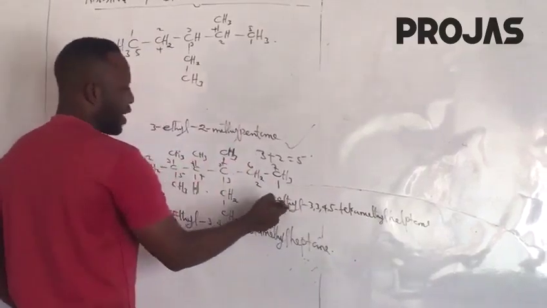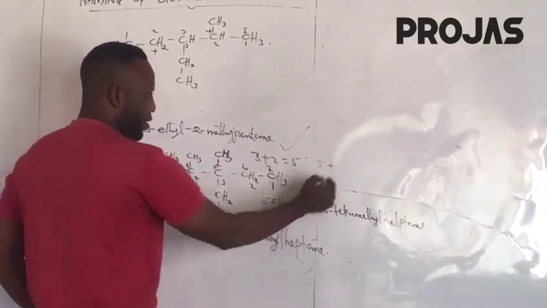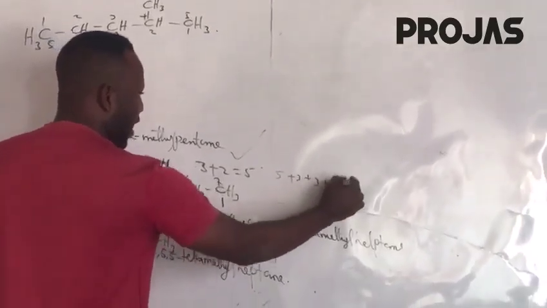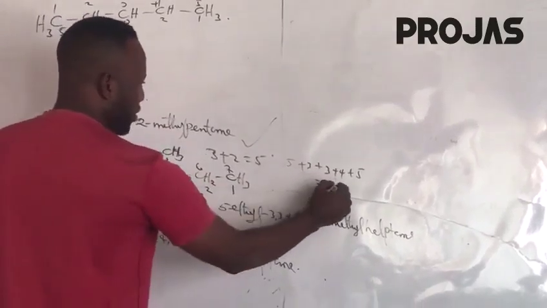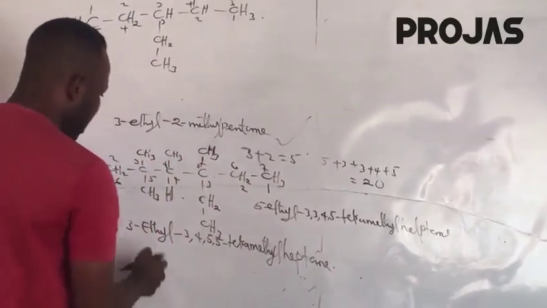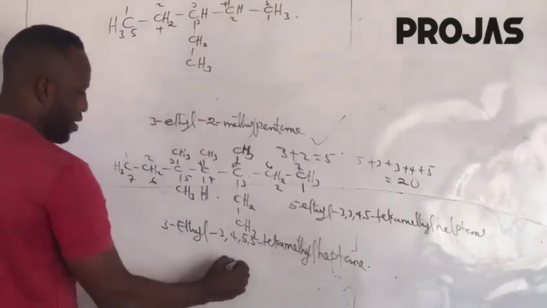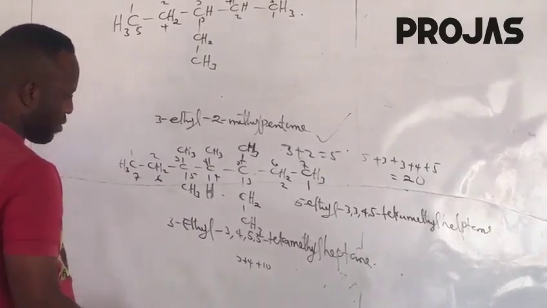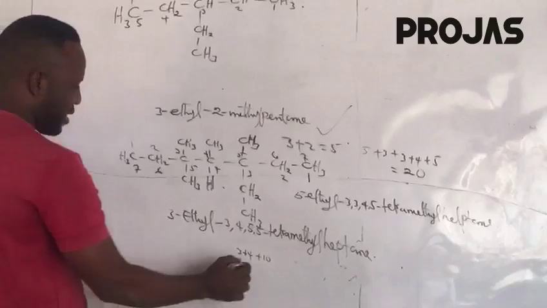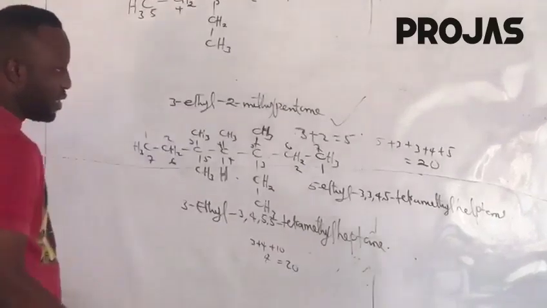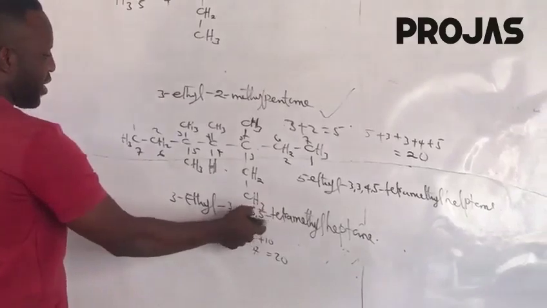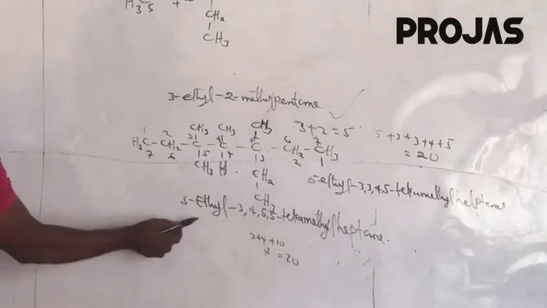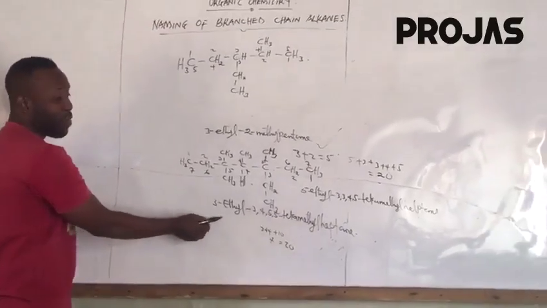So let us calculate the locant number. Here it will be 5 plus 3 plus another 3 plus 4 plus 5. So this is 20. If I'm not mistaken, that is 20. Then let us calculate the locant number here. Here is 3 plus 4 plus 10. Isn't it? That is 17, and that is also 20. Both of them are equal. So whichever one, I will go with this because it looks more sensible.